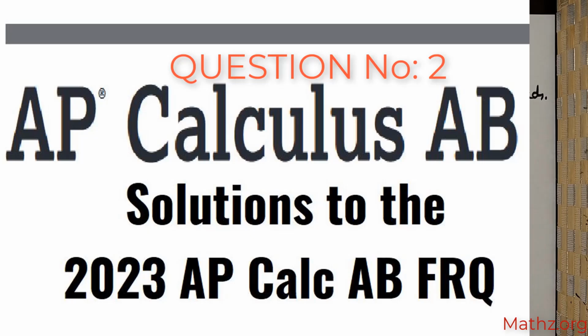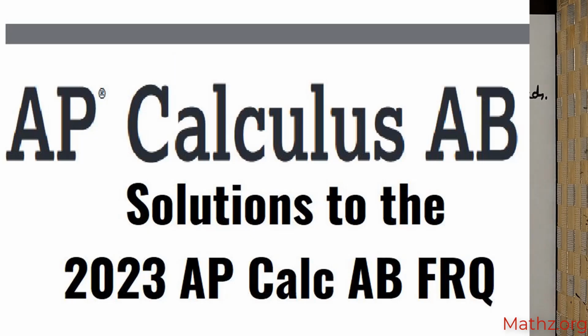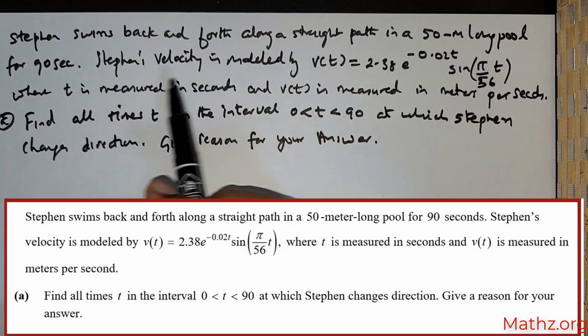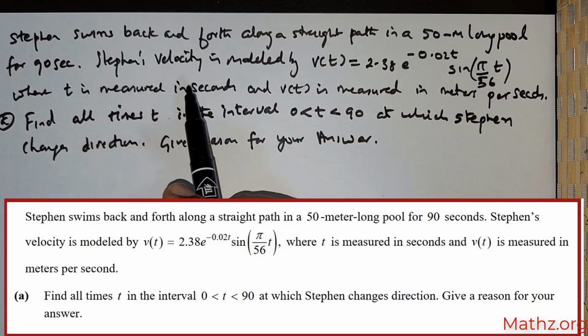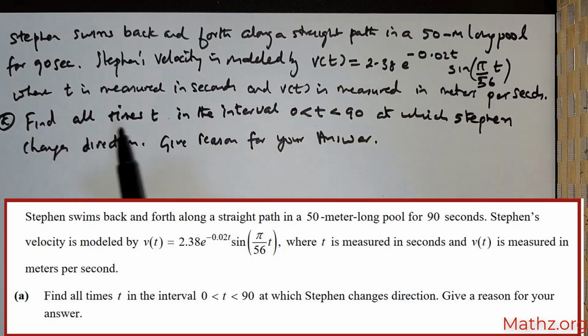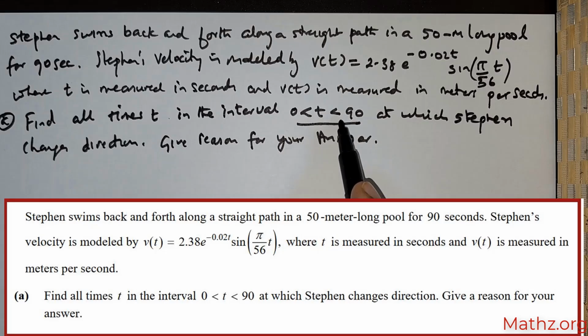Welcome students, this is question number 2. Stephen swims back and forth along a straight path in a 50-meter long pool for 90 seconds. Stephen's velocity is modeled by this function where t is measured in seconds and v of t is measured in meters per second. Find all time t in the interval 0 less than t less than 90 at which Stephen changes direction. Give reason for your answer.